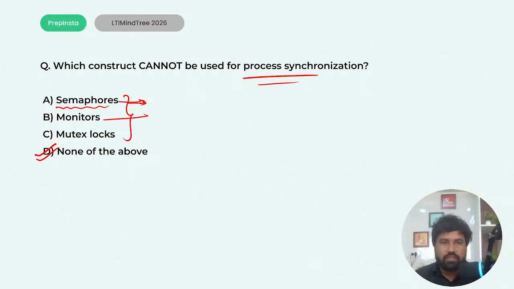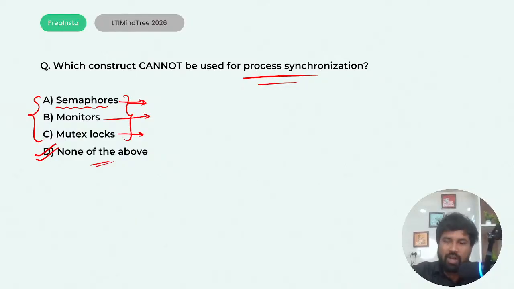Next, monitors. Monitors are widely used in modern programming languages. It is like a mutual exclusion thing. And also mutex locks are used to avoid multiple threads in the critical section at a time. So multiple threads at a time, they will lock, right? So mutex locks execute a single thread or single process at a time. So all these are used in process synchronization. So the answer is none of these.